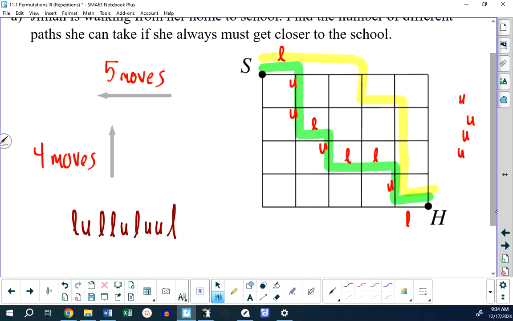And if I change the order of these letters, I get a different path. The question is, how many ways can I arrange those letters? That's it. Each arrangement of those 5 L's and 4 ups is a unique path. So how many ways can we arrange those 9 letters?